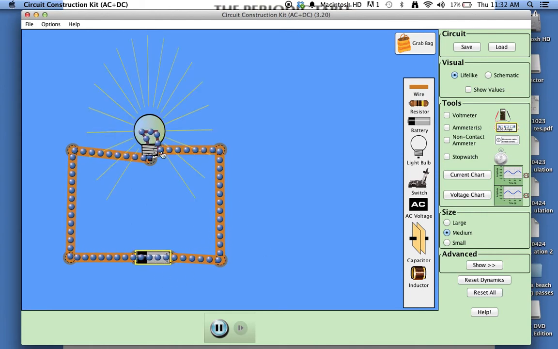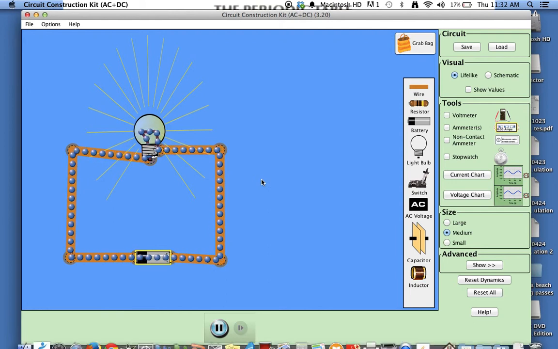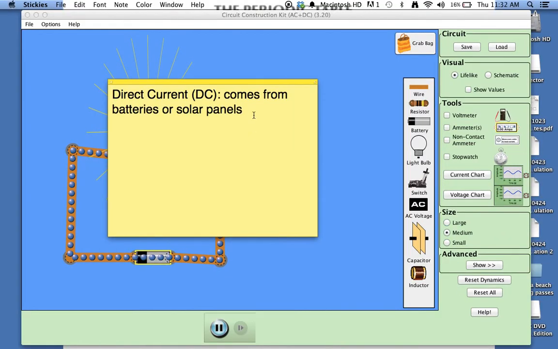Now the current only flows one way because the battery has a positive side and a negative side, and the negative charges from the one side want to get all the way back around to the positive side of the battery, and they will keep going until the battery dies, until all of the charges are back together again. Okay, that is alternating current and direct current. The next thing we need to review is series circuits versus parallel circuits.